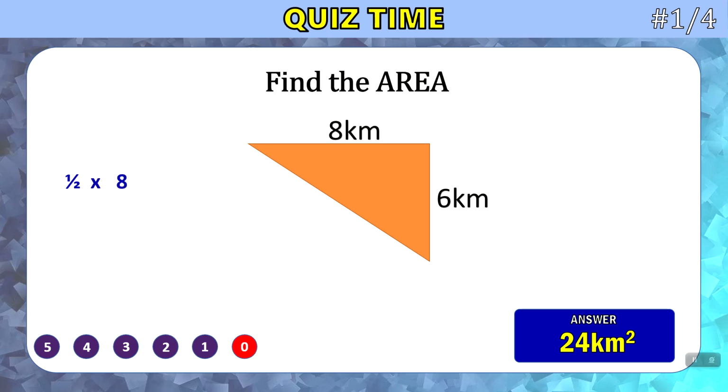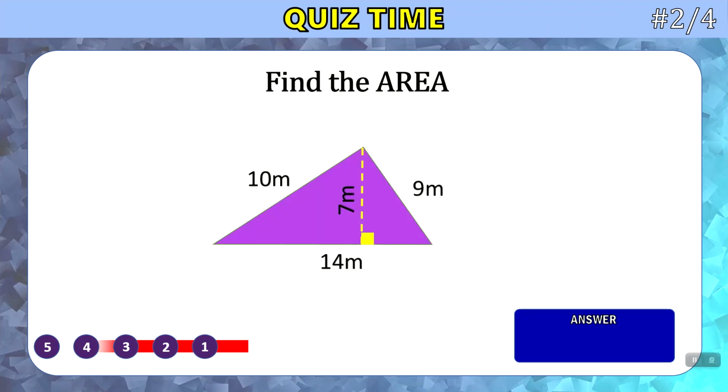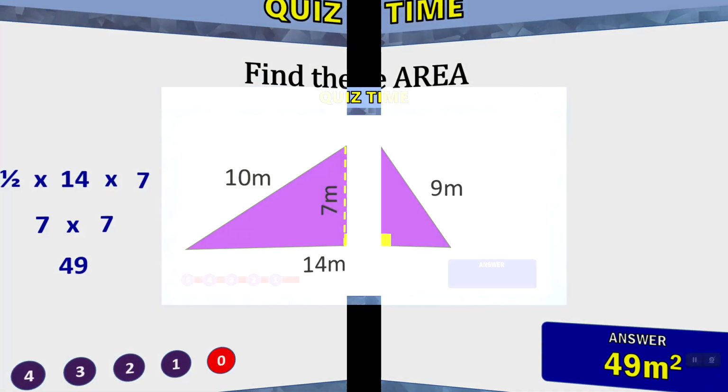But let's use the formula. Half times the base is 8 times the height is 6. Half of 8 is 4 multiplied by 6, which is 24. Question 2. Find the area. Time's up. The answer is 49 meters squared. If you use the formula, half times 14 is the base, times 7 is the height. Half of 14 is 7, times 7 is 49.